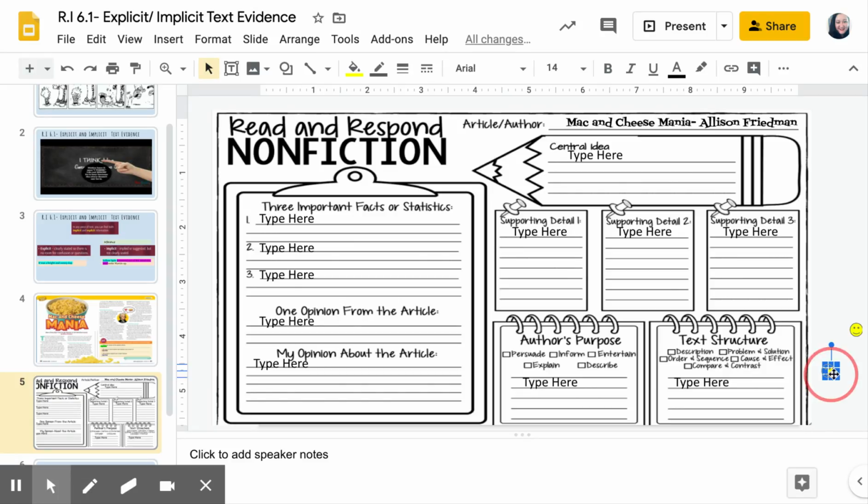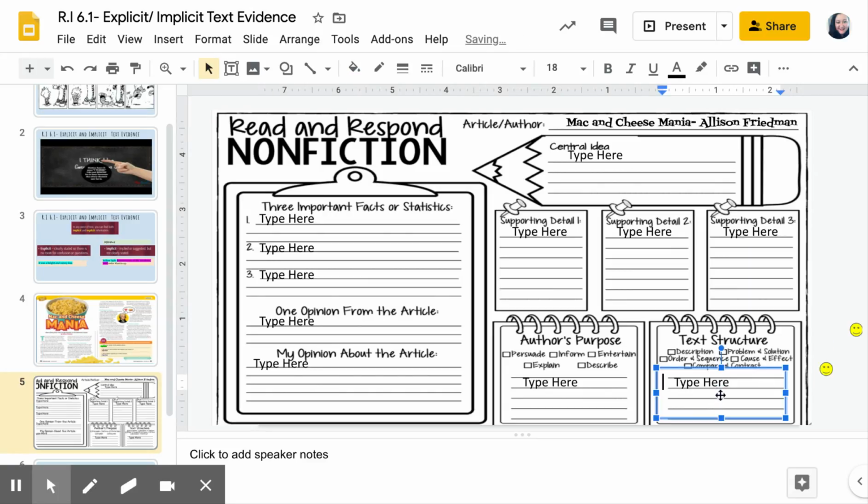Now you're going to pick one of those and you'll move the other smiley face there, and you're going to type in the box why you think that it is. Like, I think that it is cause and effect because, and it's not cause and effect, I'm just giving an example. And then you would restate your answer.